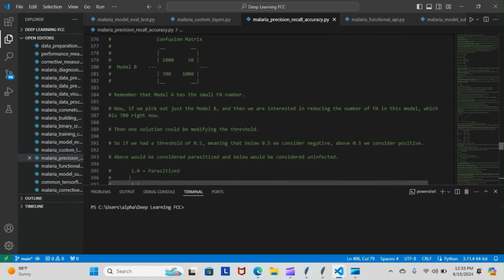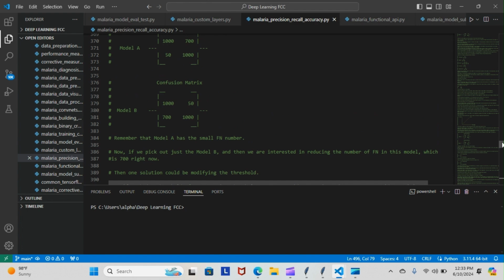Remember that Model A has the small FN number, which is this one here. That's going to be the false negative number. That's going to be 50. It's smaller than B's false negative number of 700. Now, if we pick out just the Model B, and we are interested in reducing the number of false negatives in this model, which is 700 right now, then one solution we could do is modify the threshold.